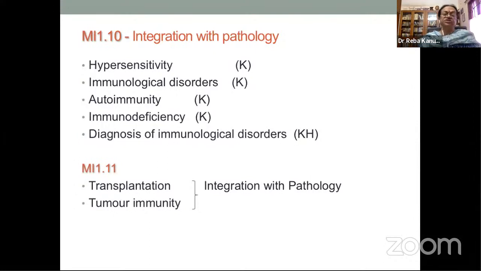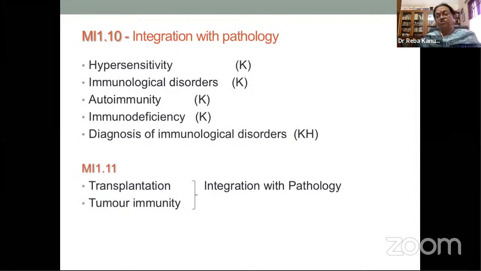Then comes the integration. And this part of immunology is entirely integrated, which I'm sure Dr. Suchitra is going to throw a light upon with pathology, because hypersensitivity, immunological disorders, autoimmunity, immunodeficiency, these are knowledge-based subjects which will have to be taught to the students in terms of lectures or small group discussions. And this has to be horizontally integrated or vertically integrated with pediatrics and medicine.